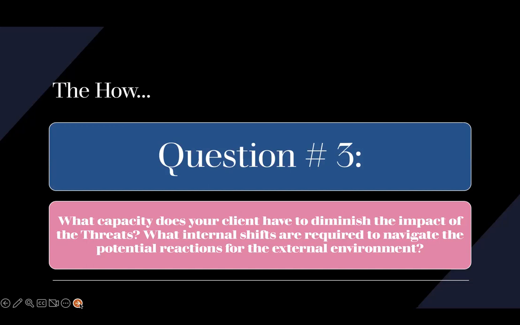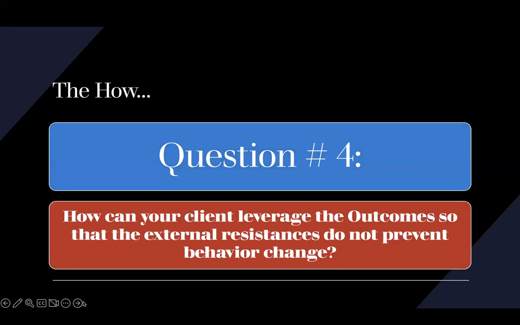All of these things. Now, I'm going to say the one thing that becomes really, really necessary if we're going to have clients begin to navigate the potential reactions for the environment that's external to them, we need to get them to understand that it's going to require energy. It's going to require mental energy. It's also going to require physical energy. Same thing with the internal resistances, the weaknesses as well. And that's where question 4 becomes important. So how can you leverage the outcomes to that external resistance, or so that external resistances do not prevent behavior change?